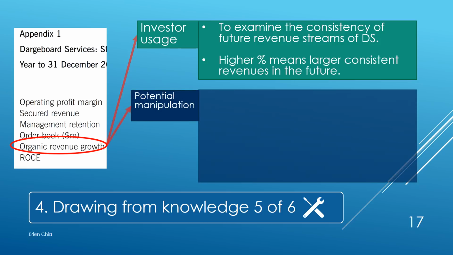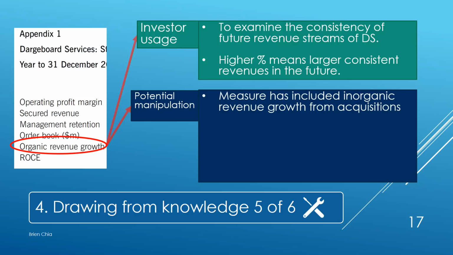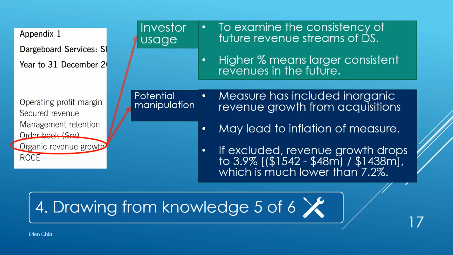Now, the potential manipulation is that the measure has included some inorganic revenue growth, meaning that they have purchased some organization, some other firm, so it's an acquisition, and they've included it in the organic revenue growth measure. So what happens is it leads to an inflation of the measure. That means the measure is more than it should have been. The calculation is over here. If excluded, the revenue growth drops to 3.9%. 3.9% is much lower than the 7.2% over here.